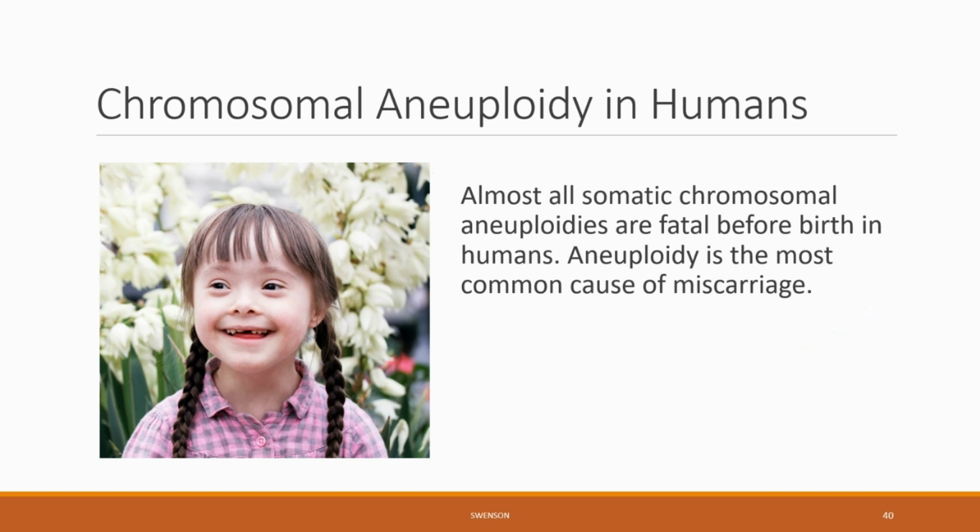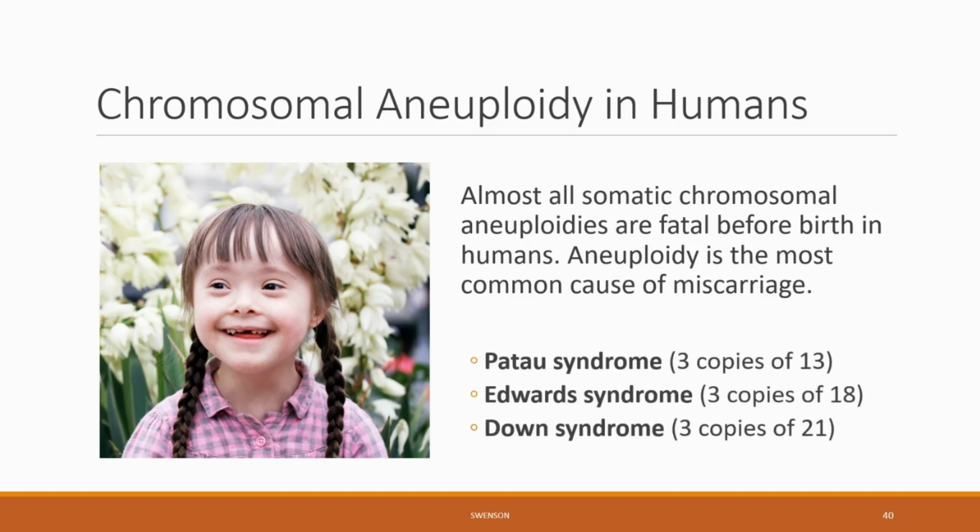And almost all somatic chromosomal aneuploidies are fatal before birth in humans. Aneuploidy is the most common cause of miscarriage. Down syndrome is the only instance where a human can live functionally for many years with three copies of a chromosome. This is the case because chromosome 21 is the smallest chromosome, carries the least amount of genetic information, and therefore having three copies of that chromosome has the least impact of any chromosome.